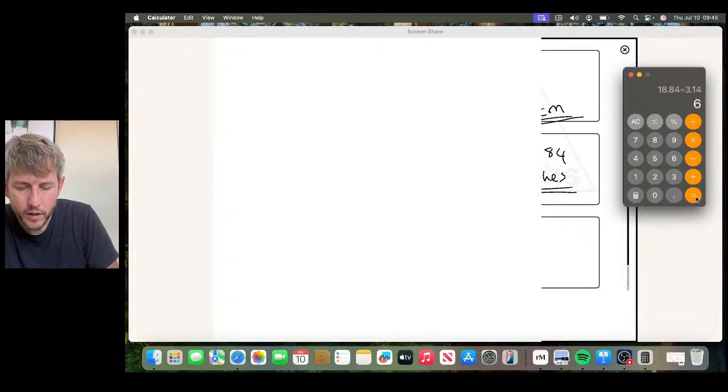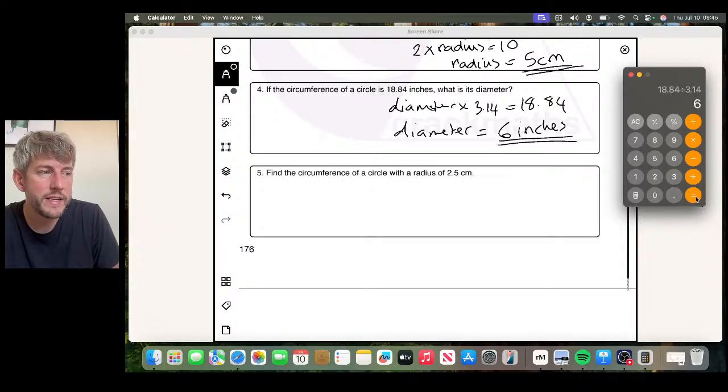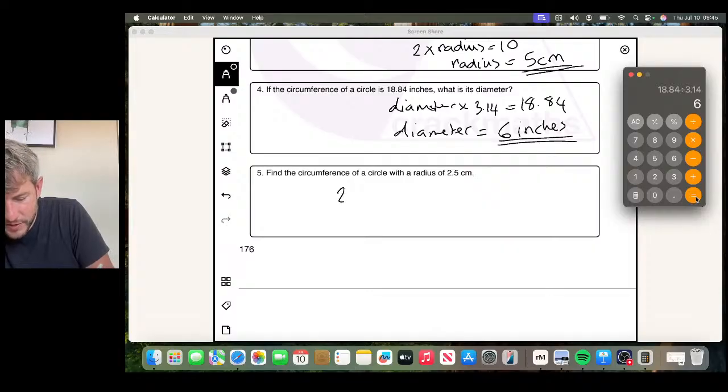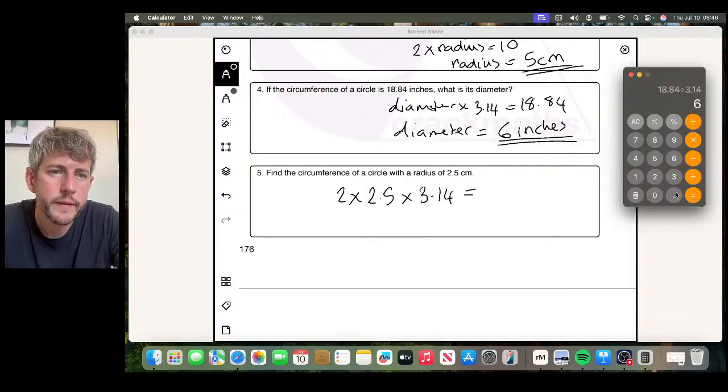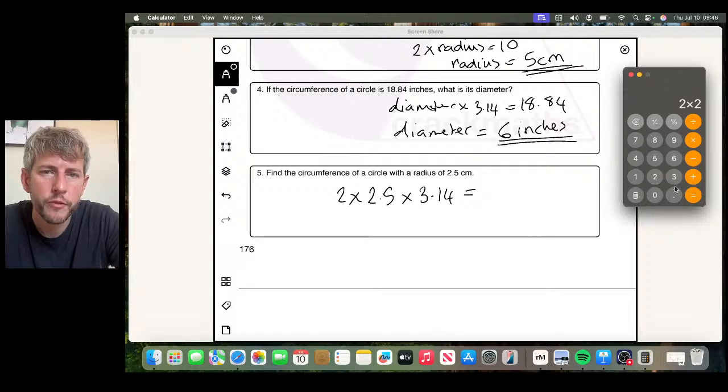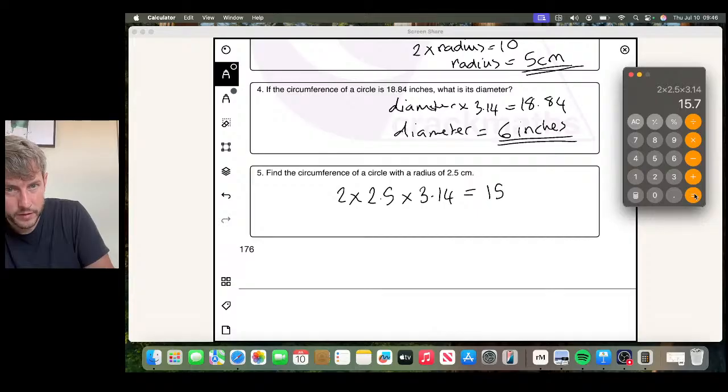Find the circumference of a circle with radius 2.5 centimeters. So that's going to be 2 times the radius times pi. So 2 times 2.5 times 3.14. Okay, so that's going to be 15.7 centimeters.